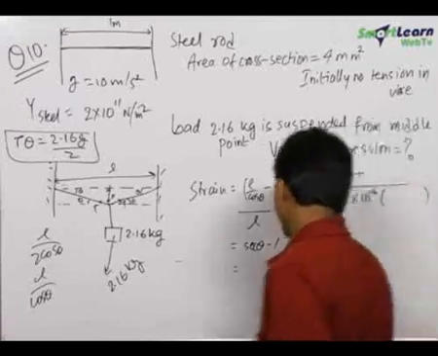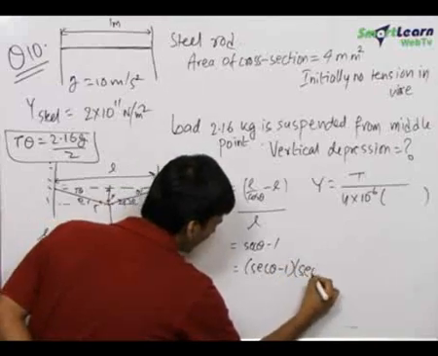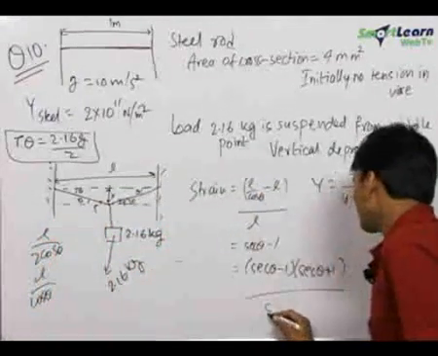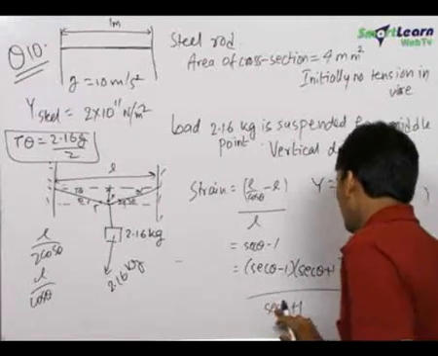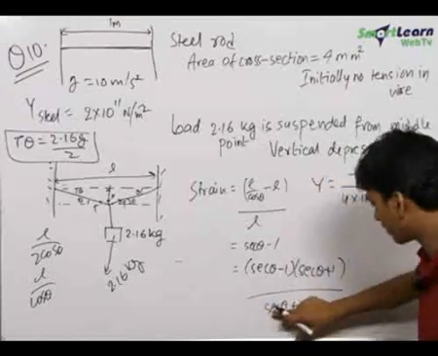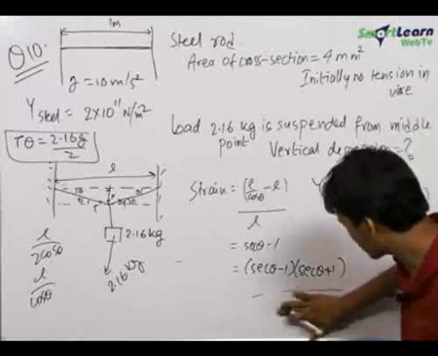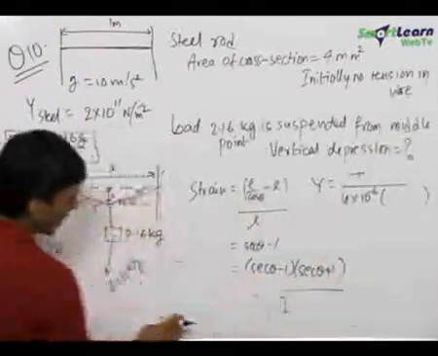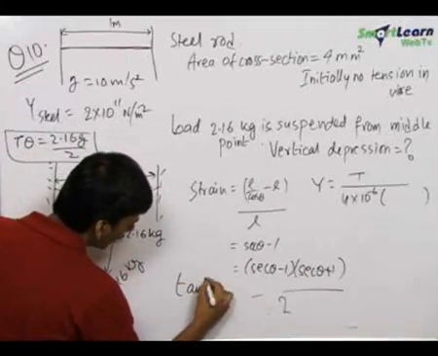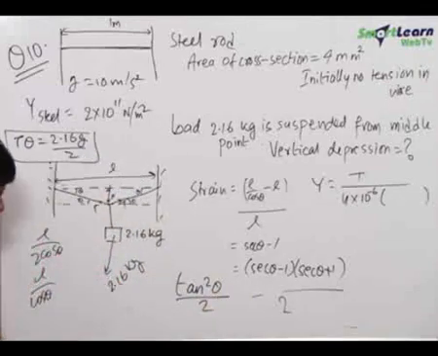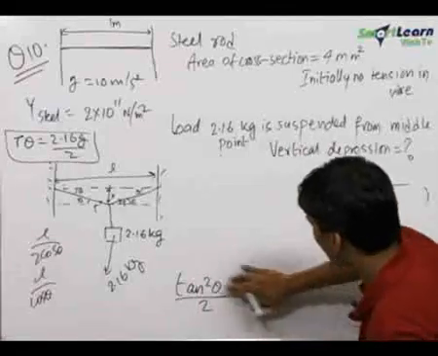This can be written as, let us multiply numerator and denominator by sec theta plus 1 upon sec theta plus 1. Now since theta is very small, sec theta can be taken to be equal to 1, therefore the denominator becomes 2 and the numerator becomes sec square theta minus 1, that is equal to tan square theta. Therefore we get the strain to be equal to tan square theta upon 2.